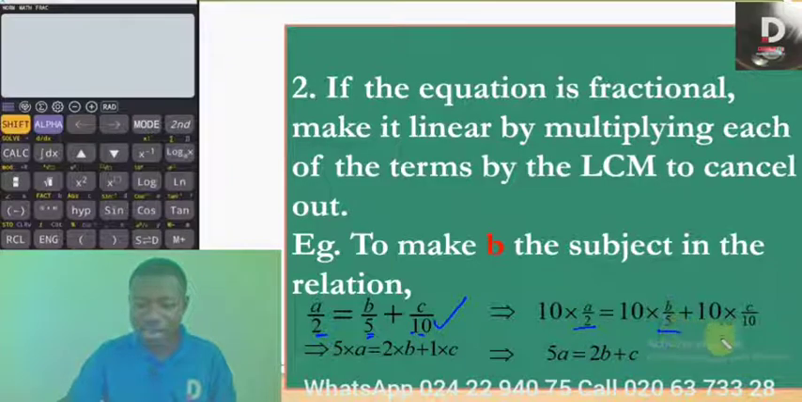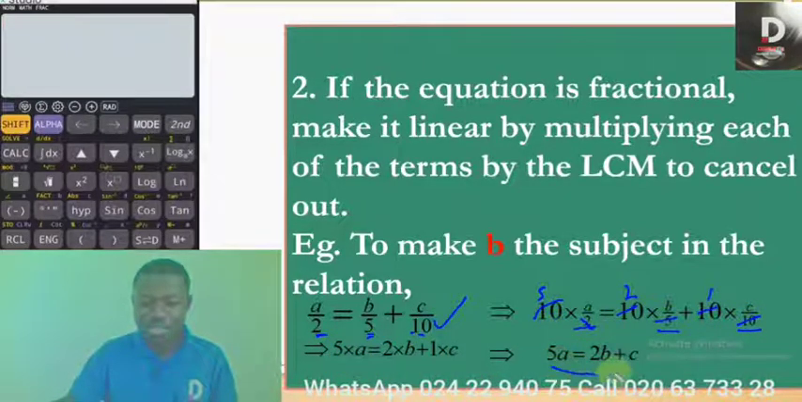Multiply by the second one, multiply by the third one. You did for each of them. Now, 2 will divide 10 how many times? 5 times. 5 will divide 10 how many times? Twice. 10 will divide 10 how many times? Once. So you get 5a, you multiply 5a equal to 2b plus 1c, which is the same as what? C. And it brings us to this point.